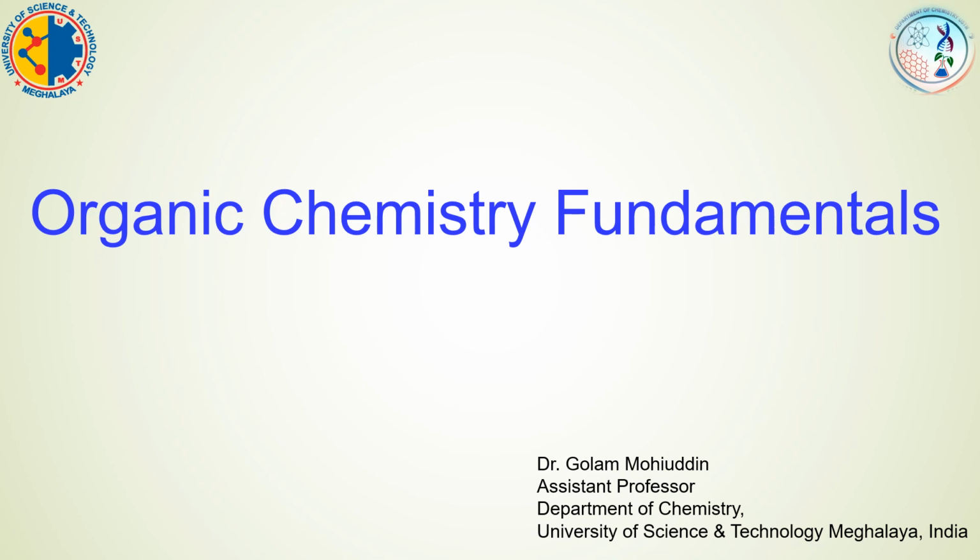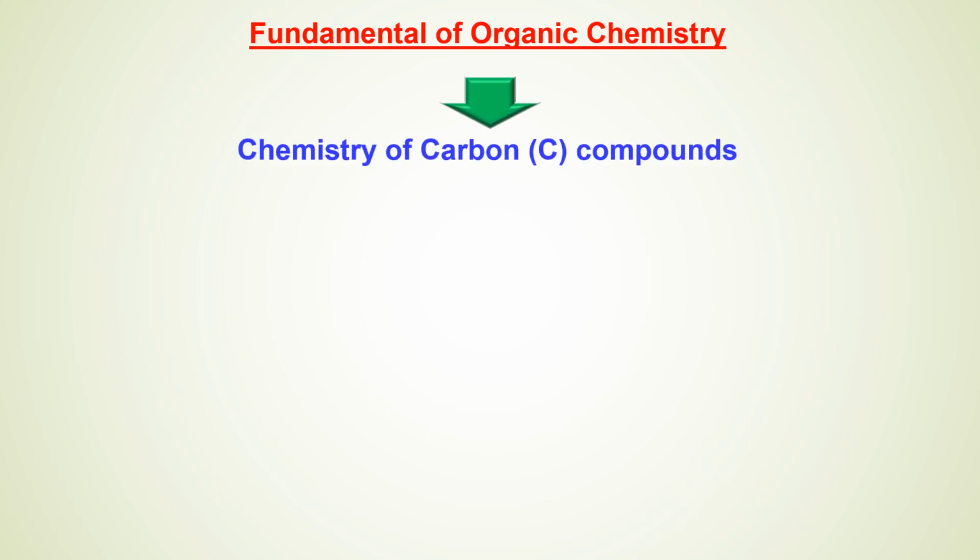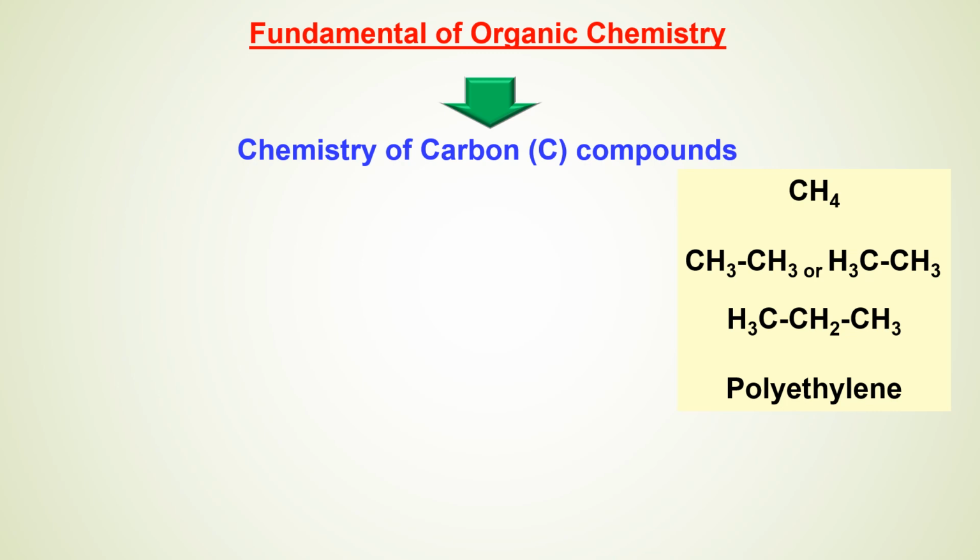So we start with organic chemistry fundamentals, and then slowly we'll move towards the more complex parts of organic chemistry. So, organic chemistry fundamentals, or fundamentals of organic chemistry. What is basically organic chemistry? The chemistry of carbon compounds. The compounds that are directly related or attached to carbons, that is the basics of organic chemistry fundamentals.